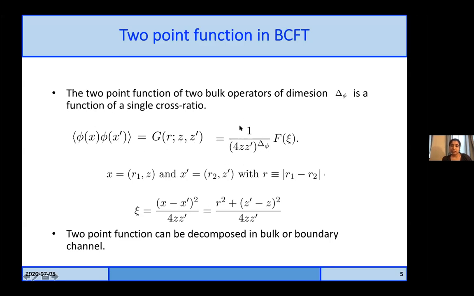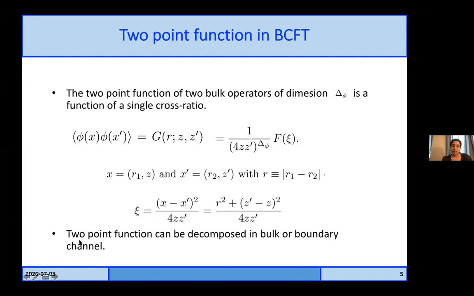So this is the scaling function for the two-point function. And this is the overall factor, which depends on the operator dimension, delta phi. Now we define the cross ratio in this boundary conformal field theory this way. So it depends on R, Z, and Z prime.